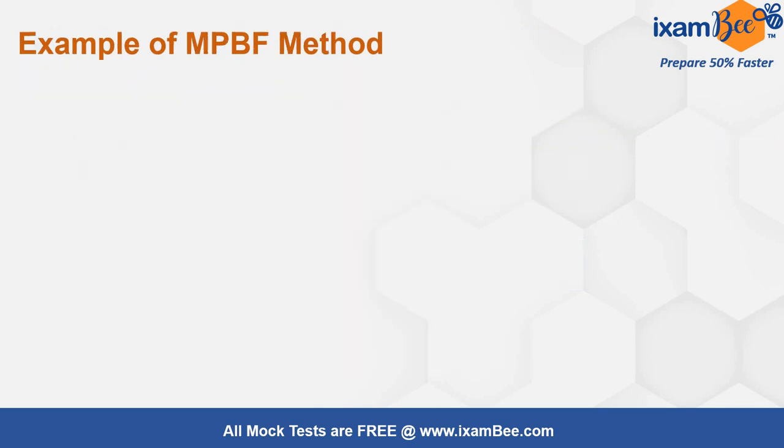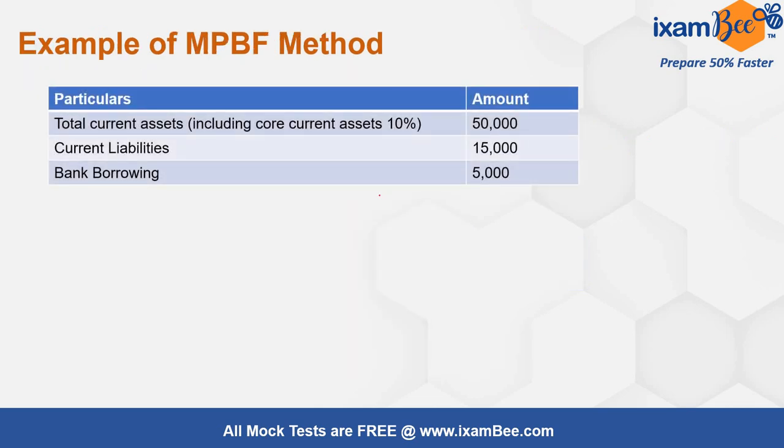To understand it better, we'll use an example here. Say for example, if we know that there are total current assets available with a company of 50,000, current liabilities are 15,000, and there is a bank borrowing available already of 5,000, and 10% of the current assets are core current assets. Based on the 3 methods, the maximum bank finance that can be available to a company will differ.